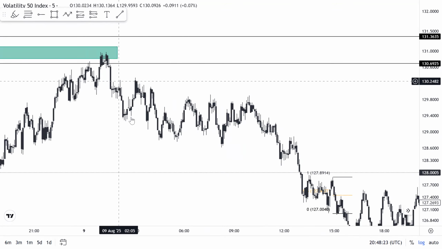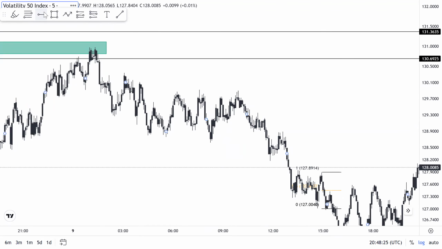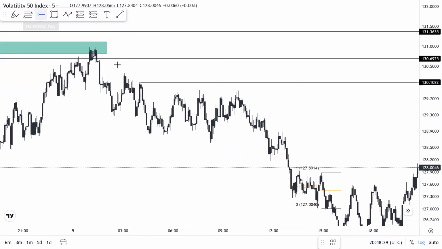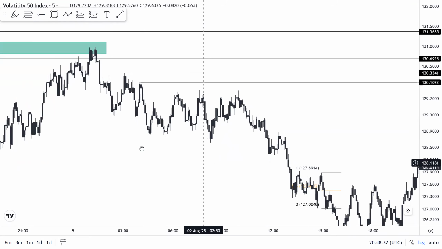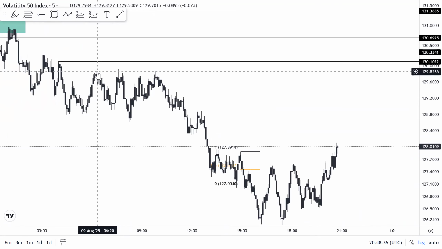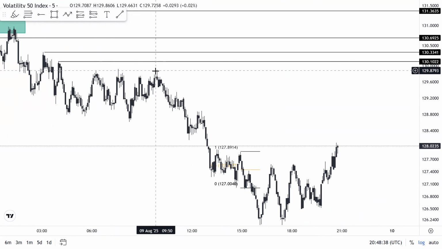I have a sweep of this high. I have a break of market structure. Then what do I have here? This is a structural liquidity here. It's a protected high here. There's another liquidity, a valid zone to look out for sells again. I have a sweep of liquidity here. This is above the high, which means this is not valid.